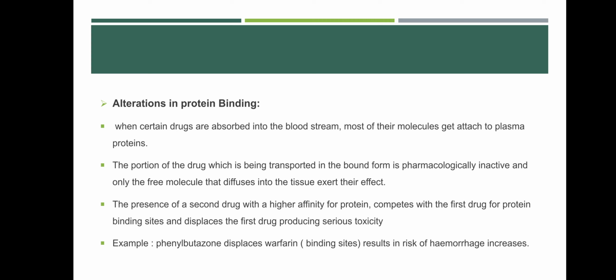Because of the presence of a second medication, if the second medication has higher affinity for protein, it will compete with the first drug to bind at the protein site. So this displaces the first drug, producing serious toxicity. An example for this is phenylbutazone replacing warfarin at the binding site, which results in the risk of hemorrhage.